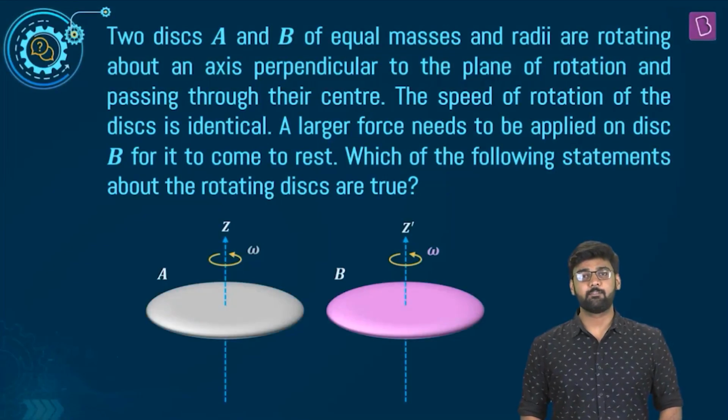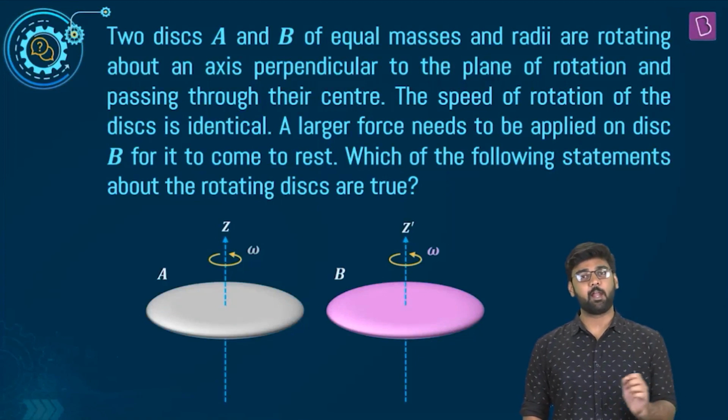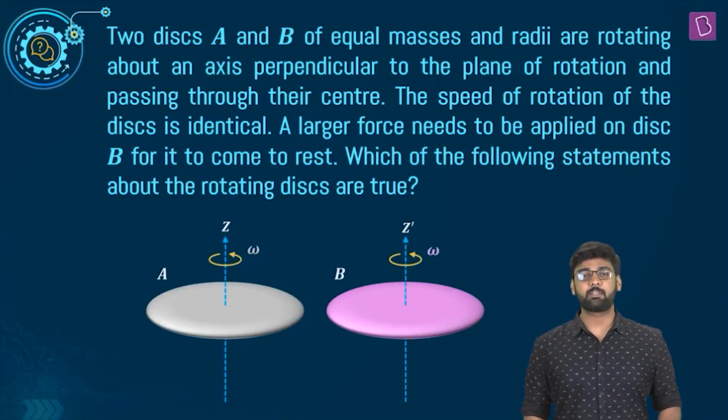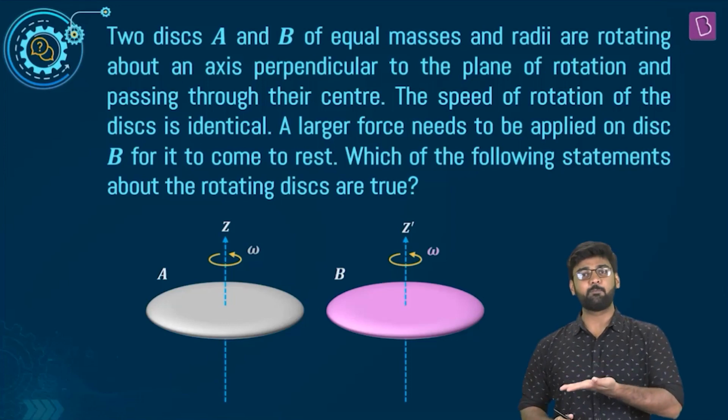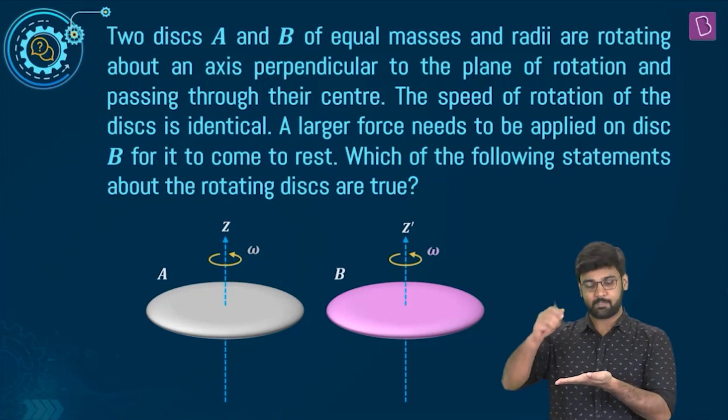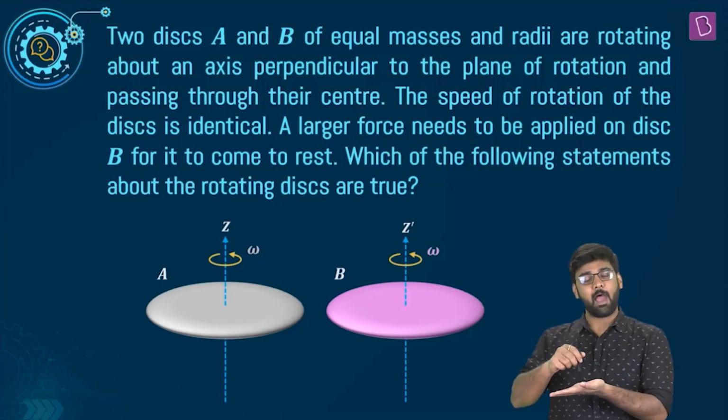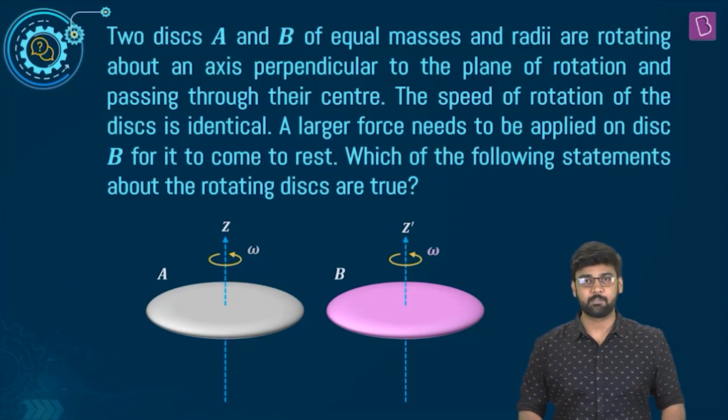So in this question, we have two disks A and B. And these two disks have equal mass and equal radius. And they are rotating about an axis which is passing from their centers and perpendicular to the plane of the ring. So if the ring is placed in this plane, then the axis is perpendicular to this plane and passing from the center of the disk.